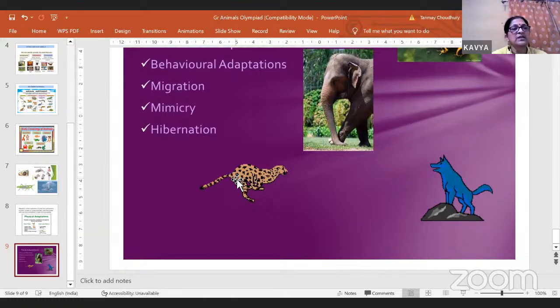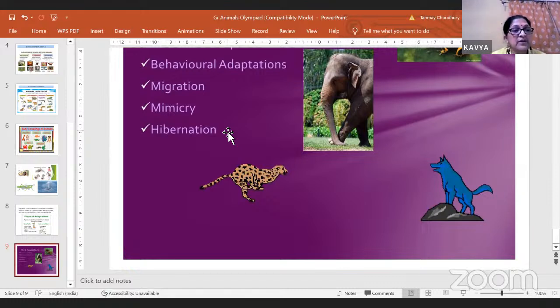And amongst the tall grass and all, they will remain unnoticed. So these are some behavioral patterns which the animals have. Migration, mimicry, now hibernation. For example, the polar bear. When it is very cold in winter, whatever food it eats, seals, okay, whatever food it eats, it is not available.